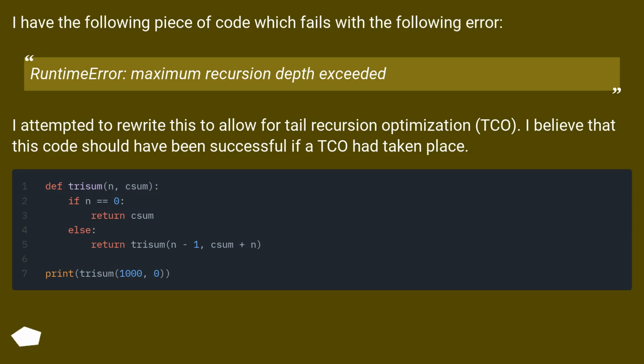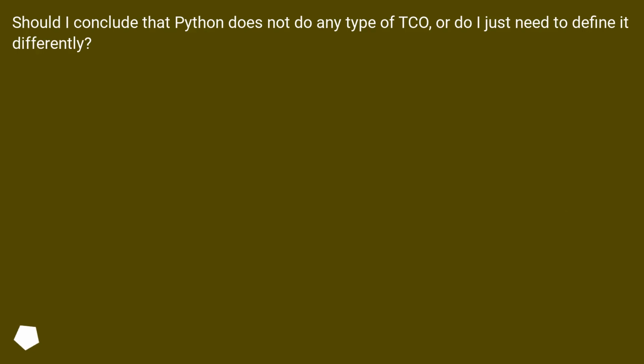I attempted to rewrite this to allow for tail recursion optimization, TCO. I believe that this code should have been successful if a TCO had taken place. Should I conclude that Python does not do any type of TCO, or do I just need to define it differently?